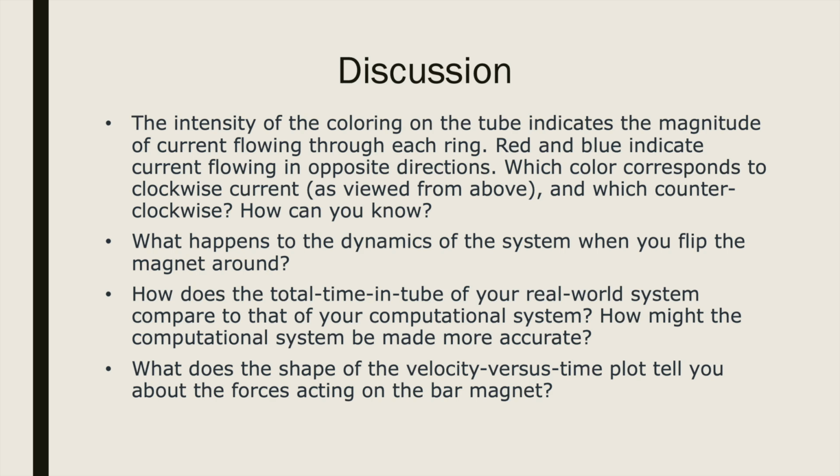The shape of the velocity versus time plot tells us that the initial drop is primarily due to gravity and that there is very little opposing force, so it accelerates. But when the curve levels off, the velocity stays constant for some time due to the balance between the magnetic force and gravitational force.